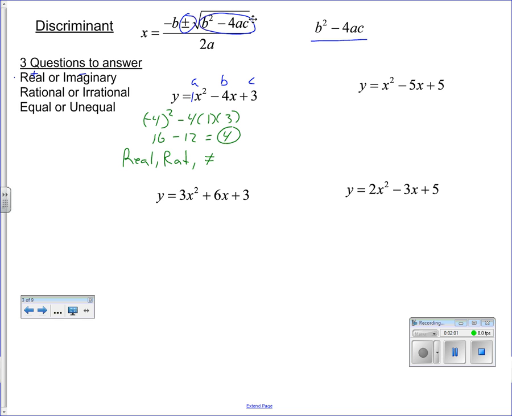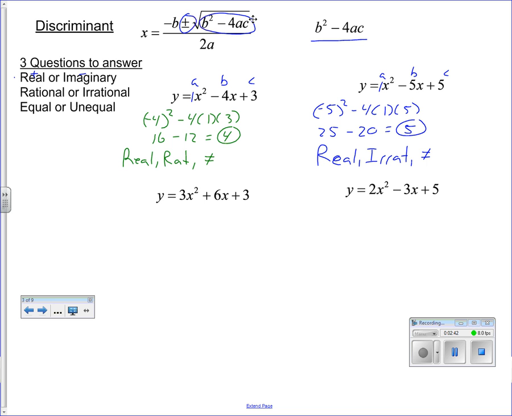Second example, x squared minus 5x plus 5. Again, a is 1 here, b is negative 5, and c is positive 5. So negative 5 squared minus 4 times 1 times 5. That's going to be a positive 25 minus 20 equals 5. It's positive, so that means the roots are real. But 5 is not a square number, so that means our roots are irrational, because the square root of 5 is irrational. If you type it into your calculator, you get a decimal that goes all the way to the edge, and we know it's an irrational decimal. And plus 5 minus 5, not the same thing, so the roots are unequal.